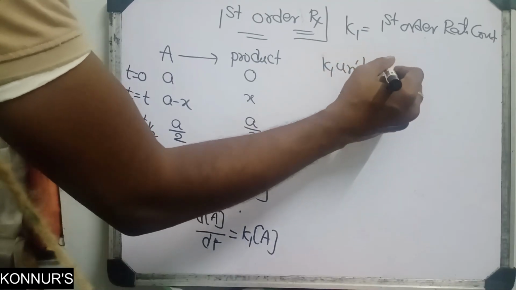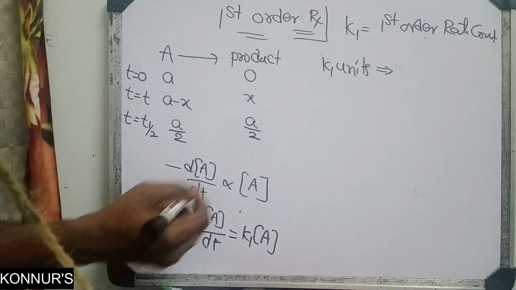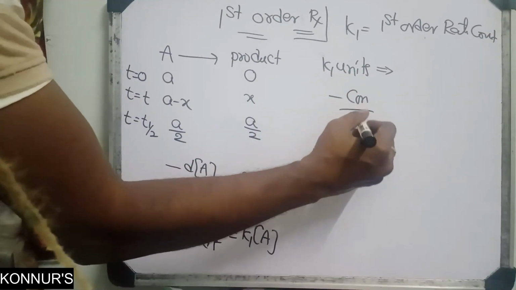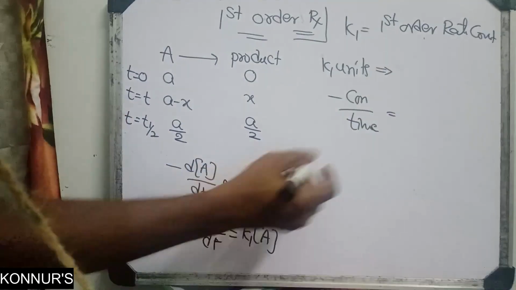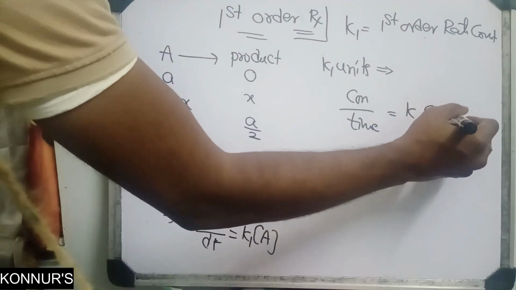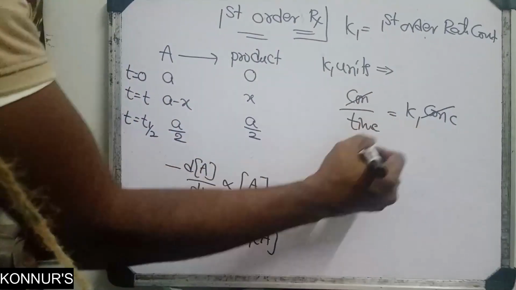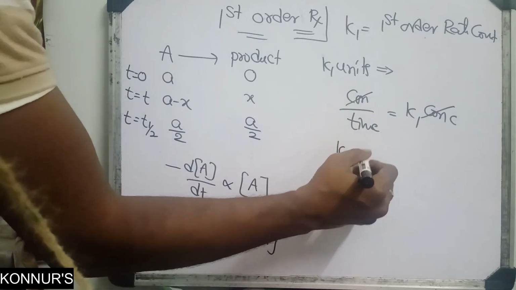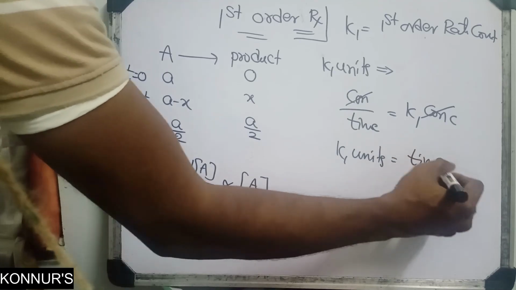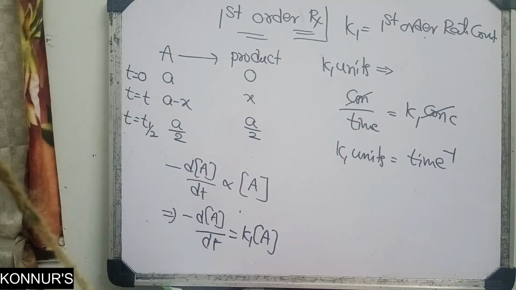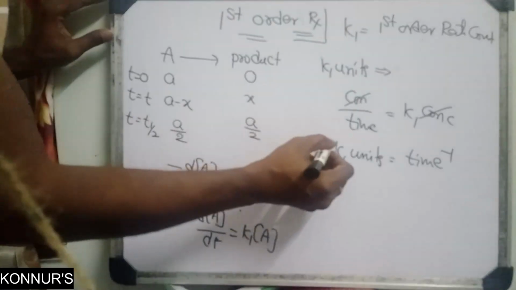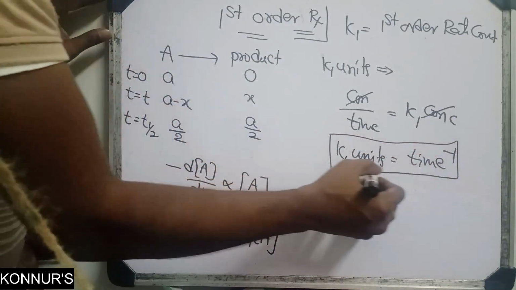So for the K1 units, this is concentration by time equal to K1 into concentration, since A is also a concentration. So the concentrations cancel, and the K1 units equal 1 by time, or time inverse. Instead of time you can put seconds, minutes, hours, years also. So this is one important point.